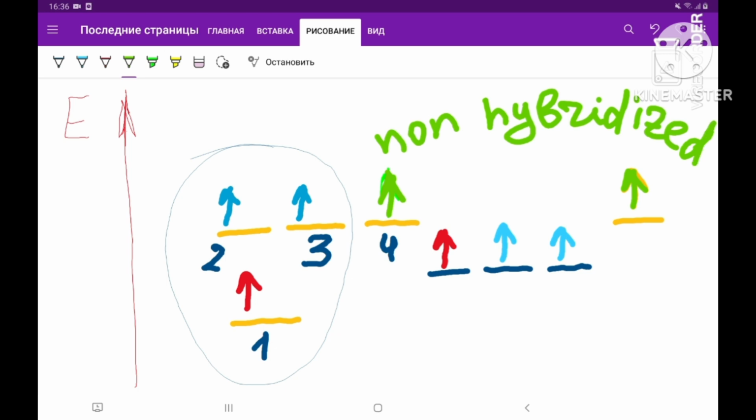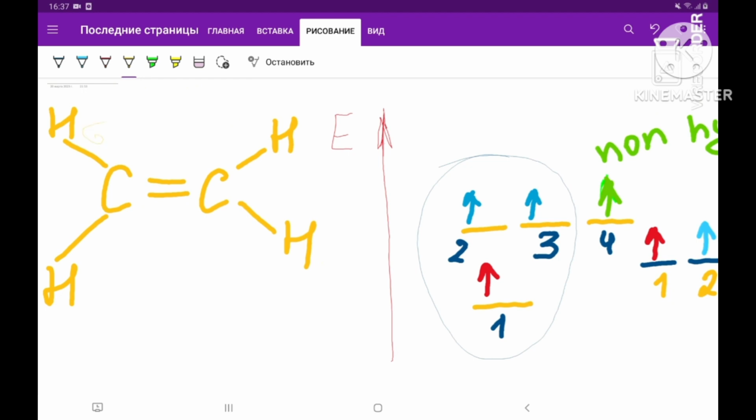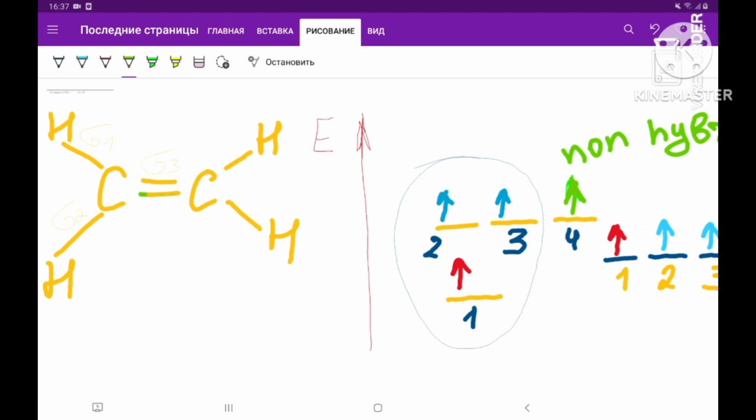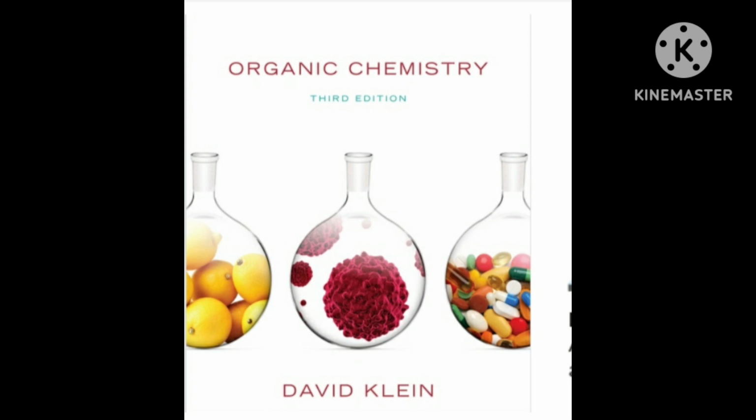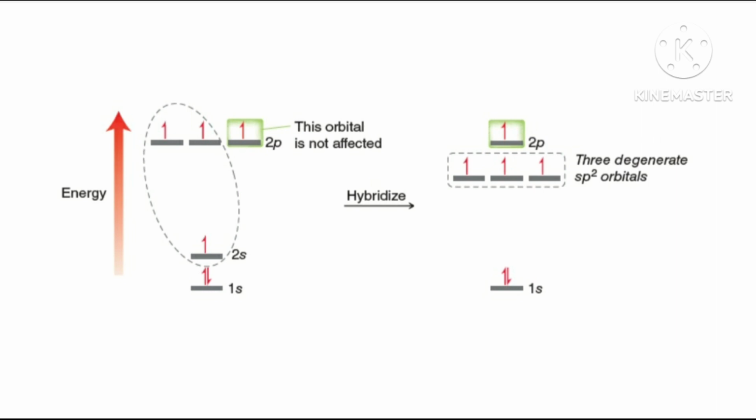It is sp2. And as you see, when carbon creates bonding with another carbon, we have a double bond. When we have a double bond, as you know, one of them is sigma, the other one is p. So the p bond is formed by the non-hybridized electron. If we take this book, Organic Chemistry, 3rd edition, David Klein, and find this topic, we find this picture of ethylene. We see that all 6 atoms of ethylene are in one plane. It's easy to draw. And when we draw it, we can see such a diagram of hybridization of the carbon atom in ethylene.